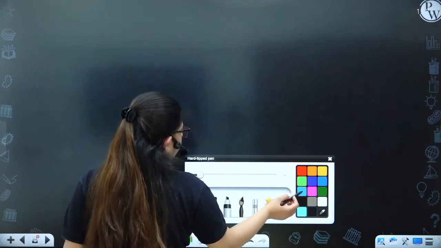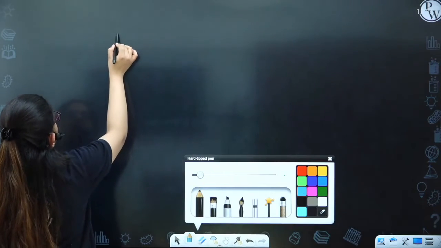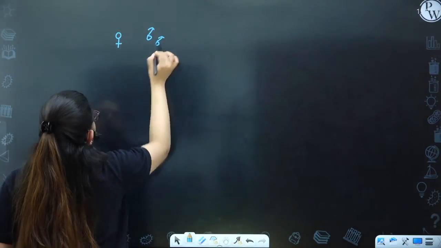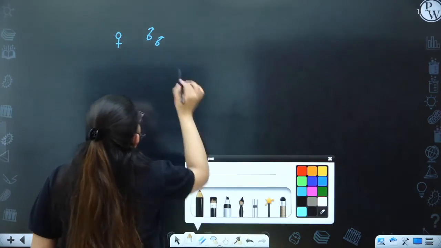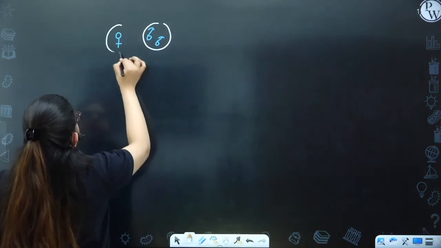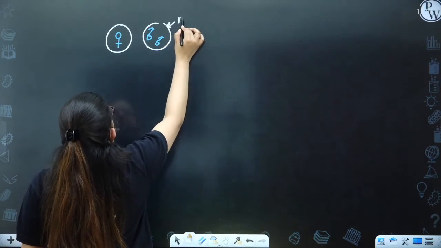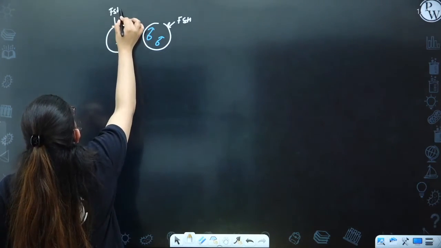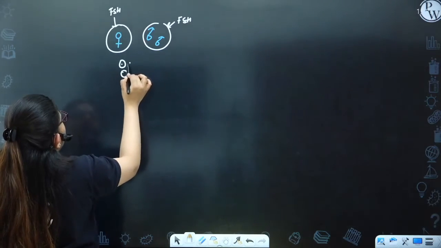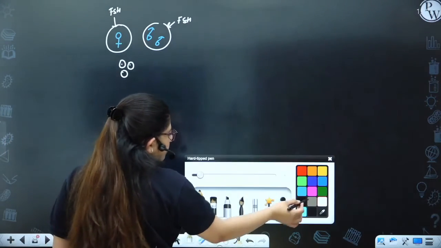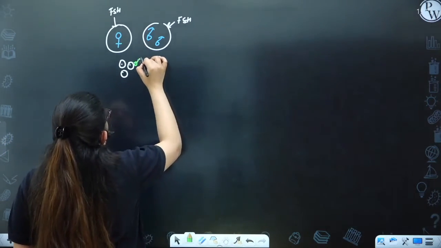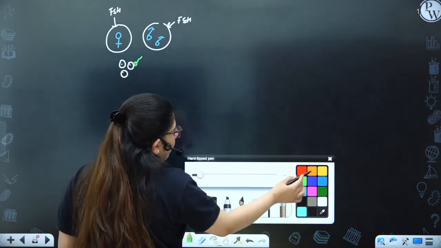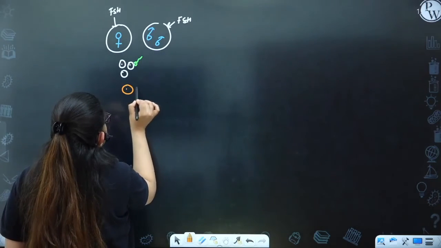First of all, what we do is we take one female and two male fish, like this. We give them the injections of FSH so that both will produce a lot of gametes. The female will produce a lot of eggs and the male will produce the sperms. Both the egg and sperm will fuse and form a zygote. So this is a zygote.